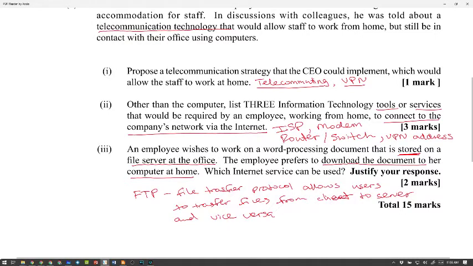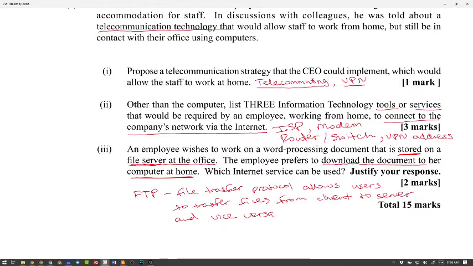Right, so FTP is a protocol. It allows the user to transfer files from the client to the server or vice versa, and that'll be perfect for downloading the document to the computer at home because it's on a server. And whenever it's on a server, you need to use particular protocols to access that server.